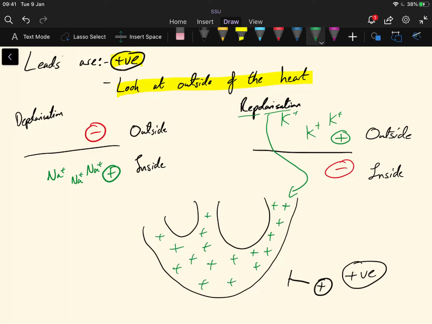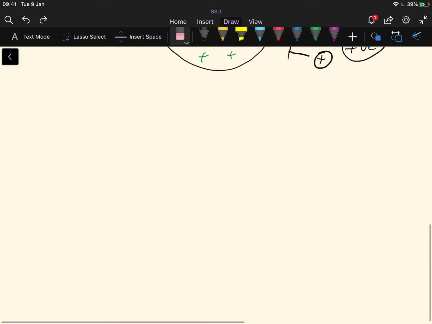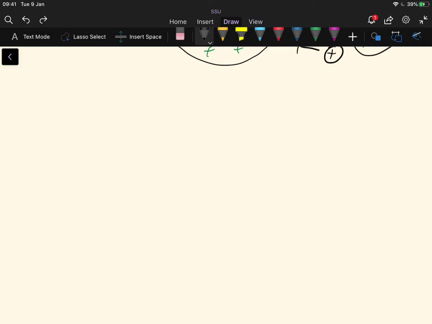Now the next thing we need to understand, just get rid of this so it's less confusing. Actually no, I'm going to leave it there. Is why we get up and down strokes in an ECG. So what do I mean by an upstroke? Well, let's say this is our normal lead. This is up, this is down. So why do we get that? Well, it's down to the way that the charge moves in the heart.